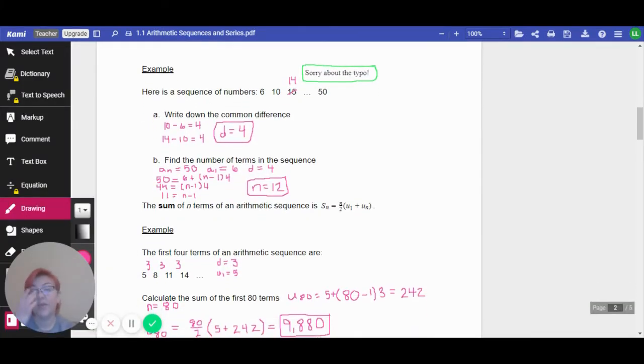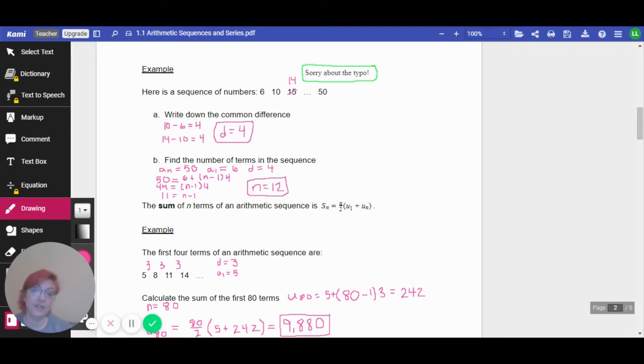Okay, so here we have a sequence of numbers, 6, 10, and 14. A little typo there, sorry about that. And then some numbers, and then 50. So what's the common difference? Well, 10 to 6, that's 4. 14 to 10 is 4. So my common difference is 4.